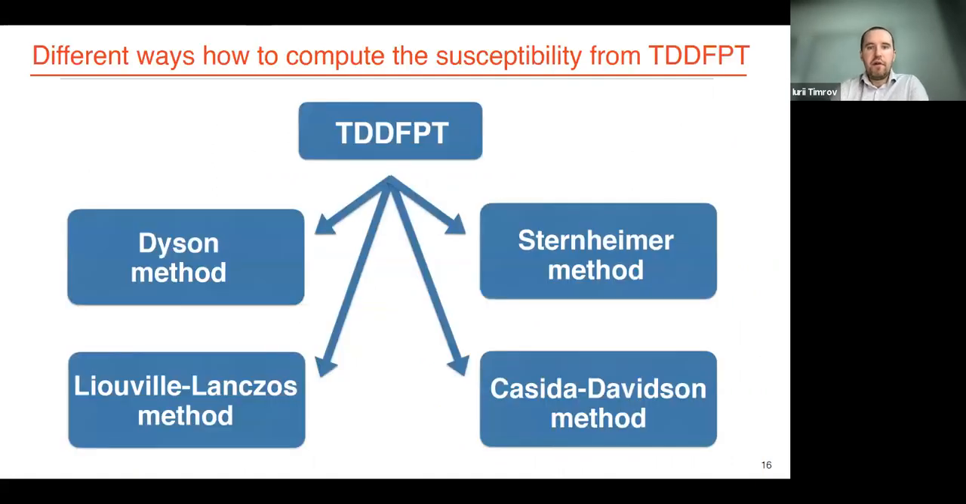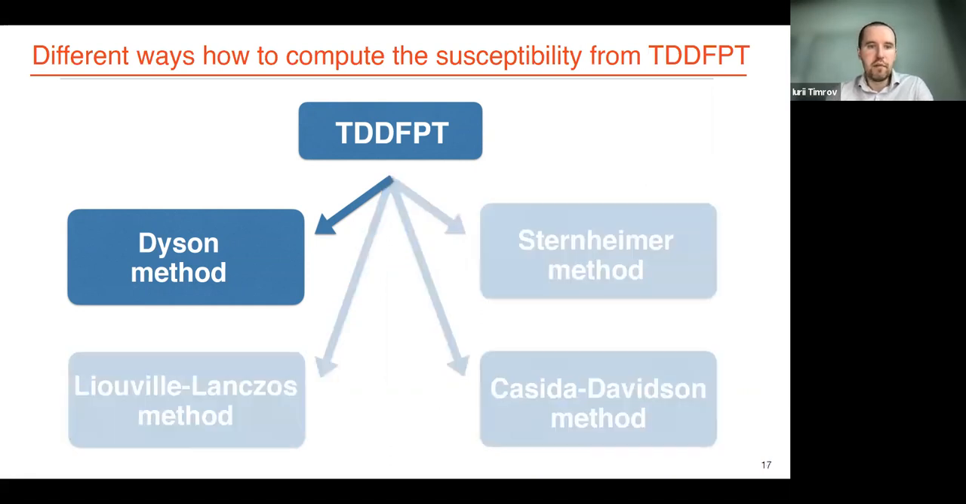Okay, as I said before, we have at least 4 ways to solve these linearized time-dependent equations. Let's discuss briefly each of them so that you have an overview of what is used in the community. By the way, TDDFPT is used in the physics community, but also in the quantum chemistry community and in materials science. So it's a very popular method. And each community has preferences for this or that method.